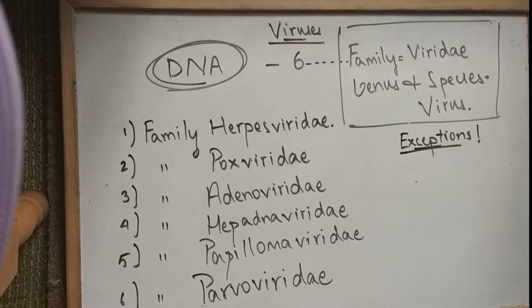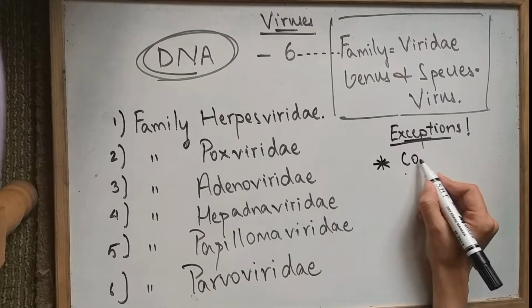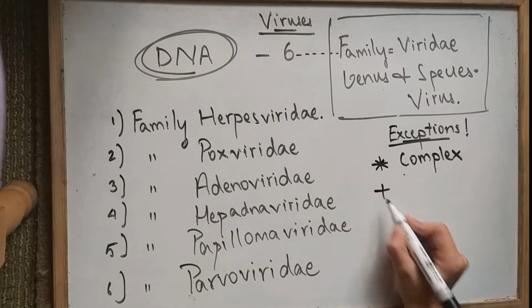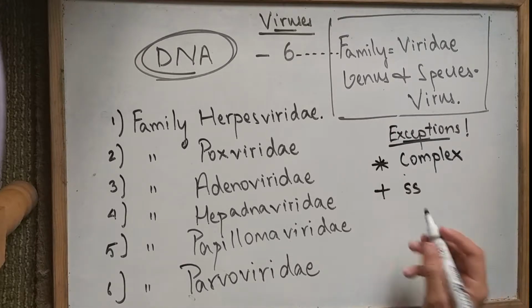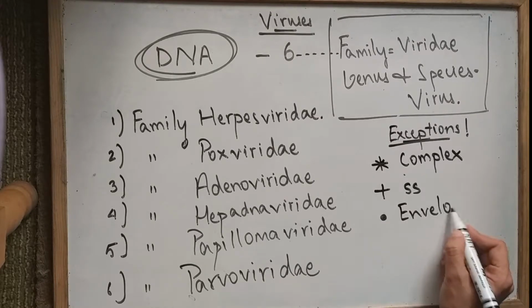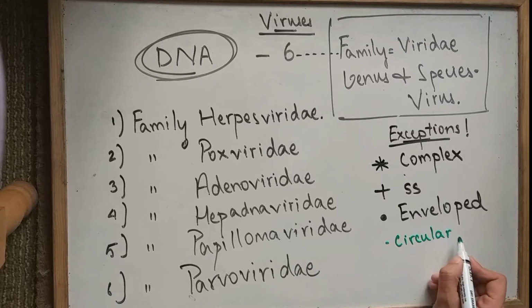Here are the exceptions to make it easier for you. So all of them are a certain kind of way, except a couple of them that are different. So we're going to have some signs to differentiate them. The asterisk would be complex. The plus sign would be single-stranded. Now, if they're DNA, they should be double-stranded, but some of them are single-stranded. A dot would represent whether they are enveloped or not. And in green, we'll write the shape of their DNA, whether they're circular or linear or segmented.